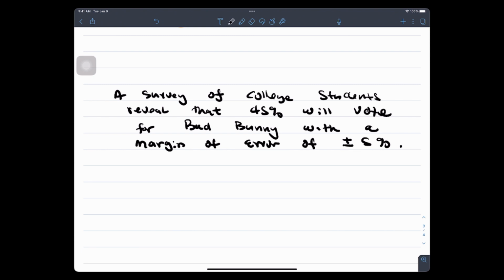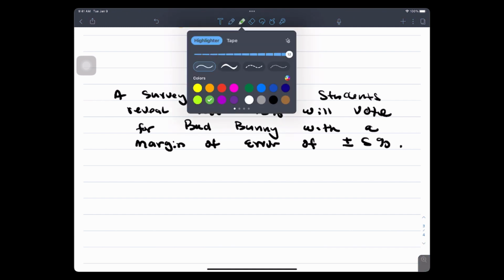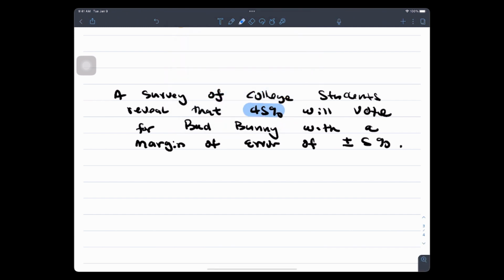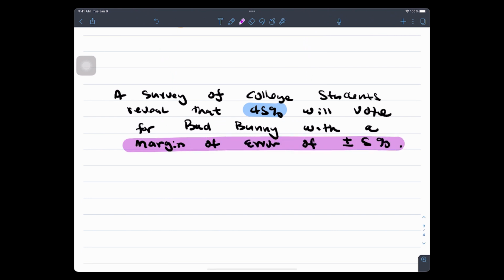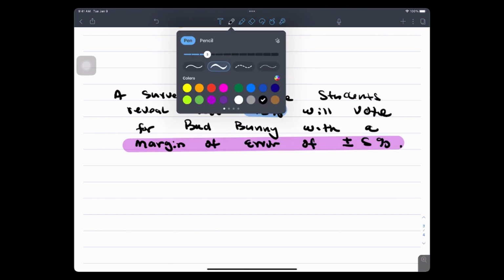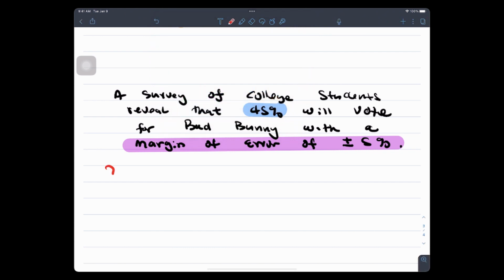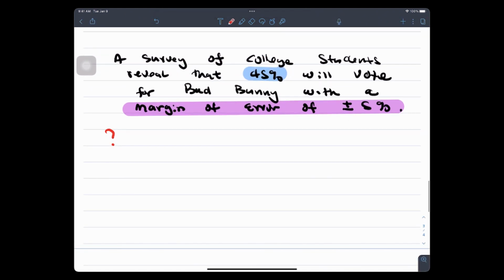Okay? A survey of college students revealed that 45%, this is important information, will vote for Bad Bunny, whoever that is, with a margin of error plus or minus 5%. What I'm going to say to you guys is, what does this mean? Put a question mark. What are they saying to you? Because they expect you guys to understand what this means.